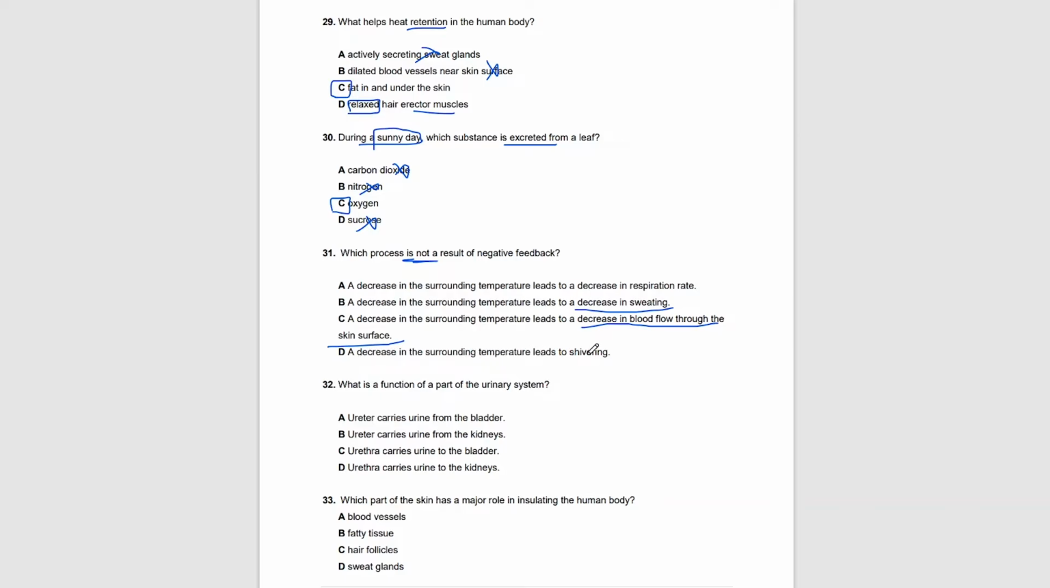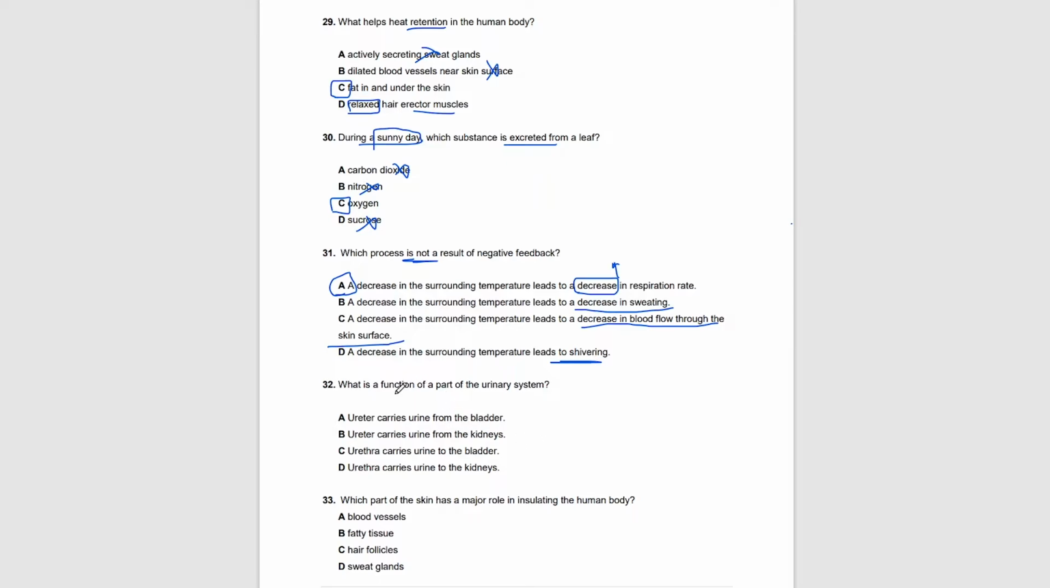A decrease in the surrounding temperature leads to shivering. When the person shivers, it produces heat and the body gets heated up. But in option A, a decrease in surrounding temperature leads to a decrease in respiration rate. It should be an increase in respiration rate. When the muscles of the body contract to cause shivering, it takes up more energy. So the rate of respiration should increase, not decrease. And when the rate of respiration increases, it produces more heat. So A is not an example of negative feedback.